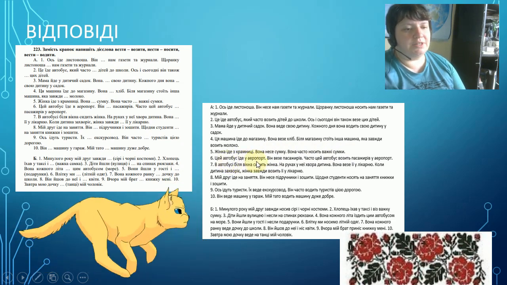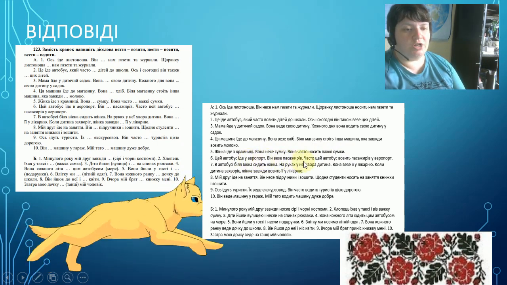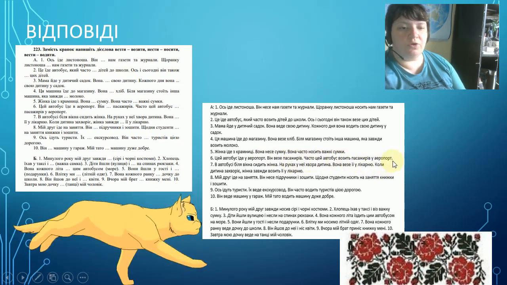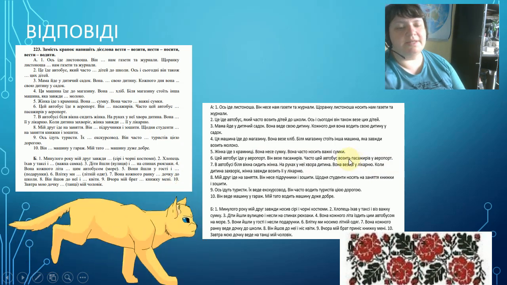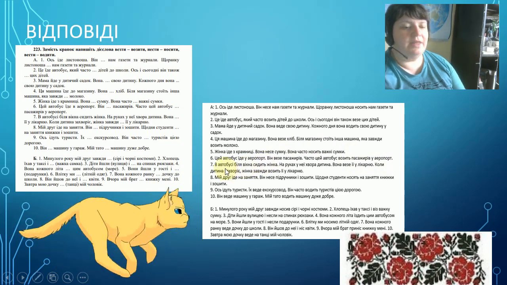Цей автобус іде у аеропорт. This bus is coming to the airport. Він везе пасажирів. It is driving the passengers. Часто цей автобус возить пасажирів у аеропорт. Often this bus carries the passengers to the airport. Again, process, continuous, везе, and возить, does it every day.